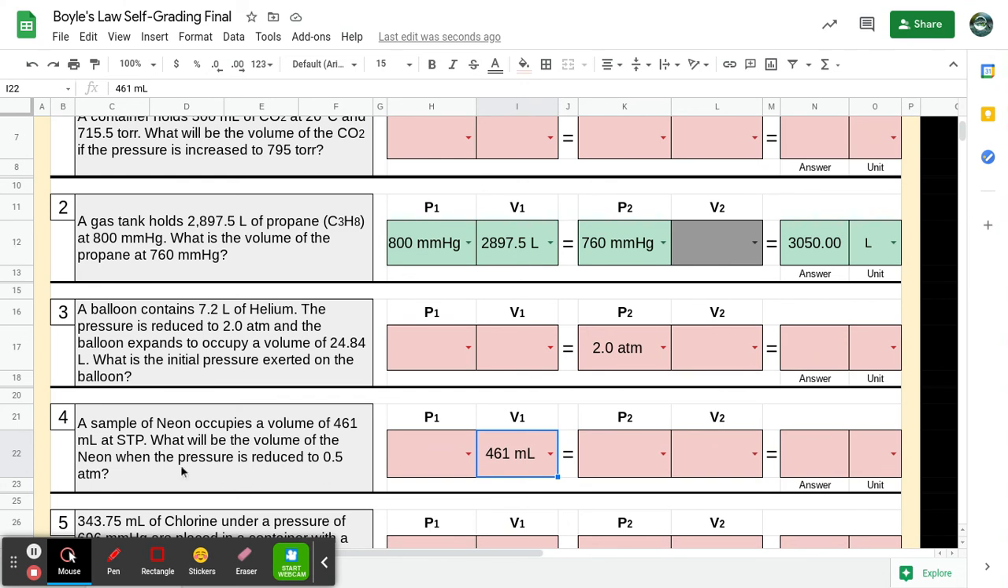So we see that P2 is 0.5 atm. And the standard pressure in atmospheres is 1. So that's why P1 is going to be 1. Even though you're not actually given that number, they tell you that it's at standard pressure, and 1 atmosphere is the standard pressure. So that would be a couple of examples to get you started on that assignment.